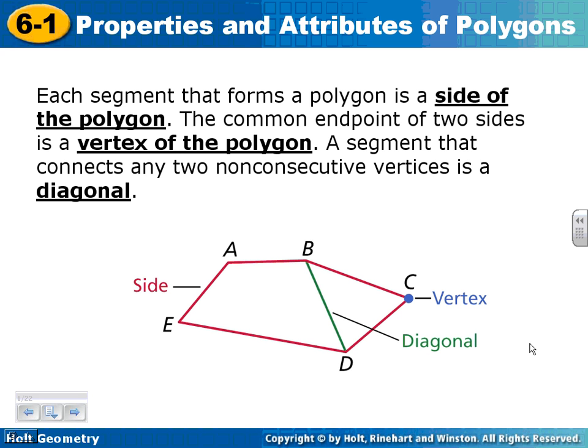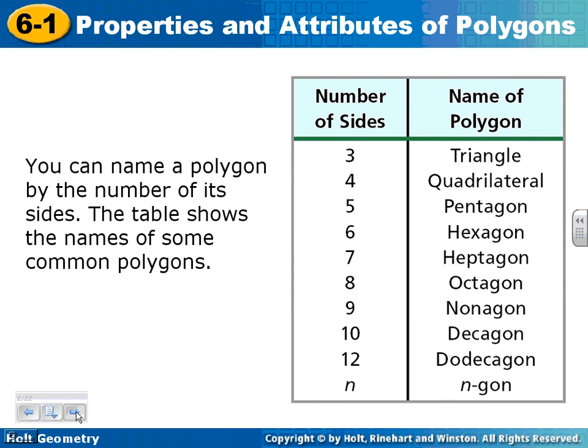So again, our vocab words are side, vertex, diagonal. And you should know these names. And it reads, you can name a polygon by the number of its sides. The table shows the names of some common polygons. Like the first one, if it has 3 sides, you should know that's a triangle.